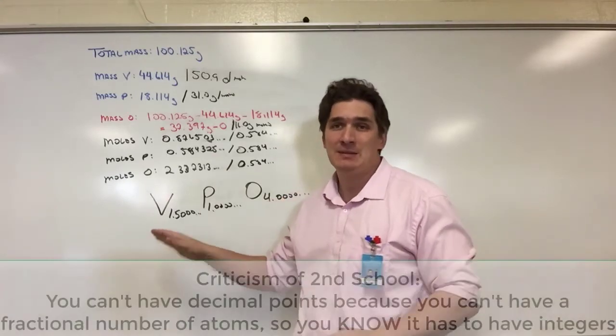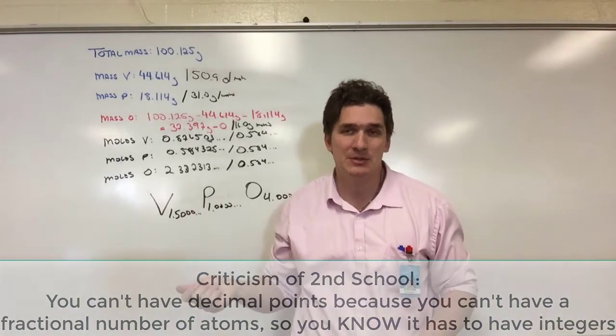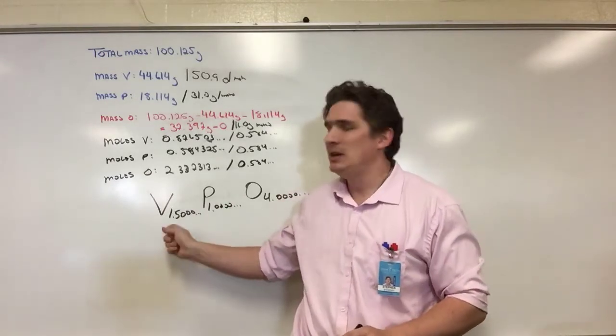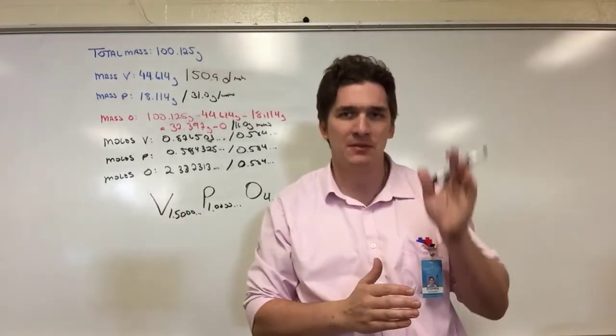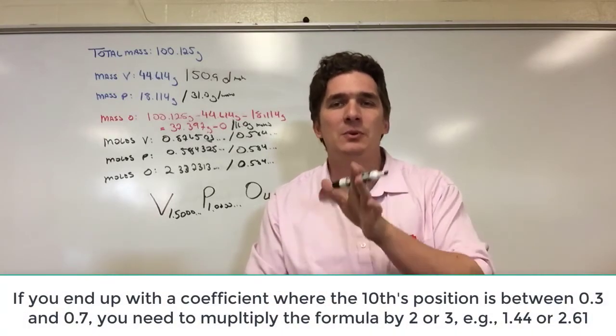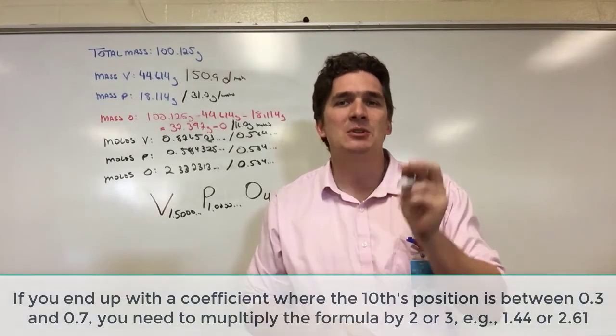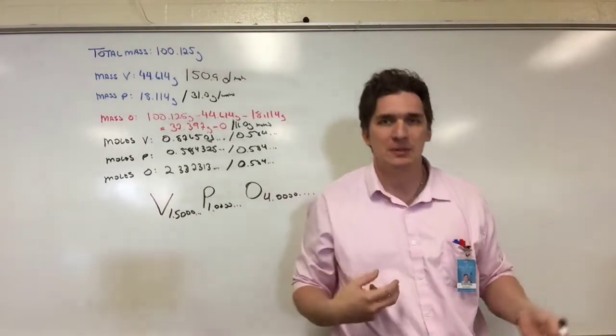Me personally, I like to keep the decimal points for two reasons. One, you do need to reflect how well you know those numbers. And the second is that it's going to help you catch on to the fact that if you end up with a number where the tenths position, not the number itself, but the point something, is between 0.3 and 0.7, you either need to multiply by 2 or by 3, the whole empirical formula, in order to get rid of those numbers.